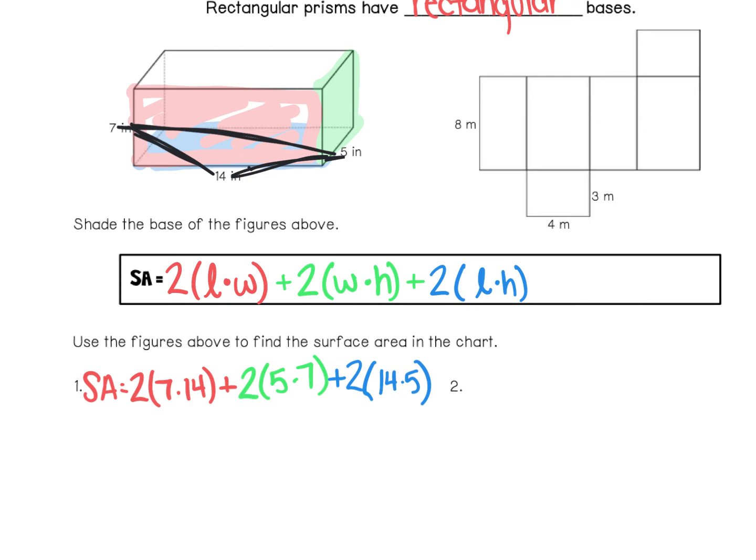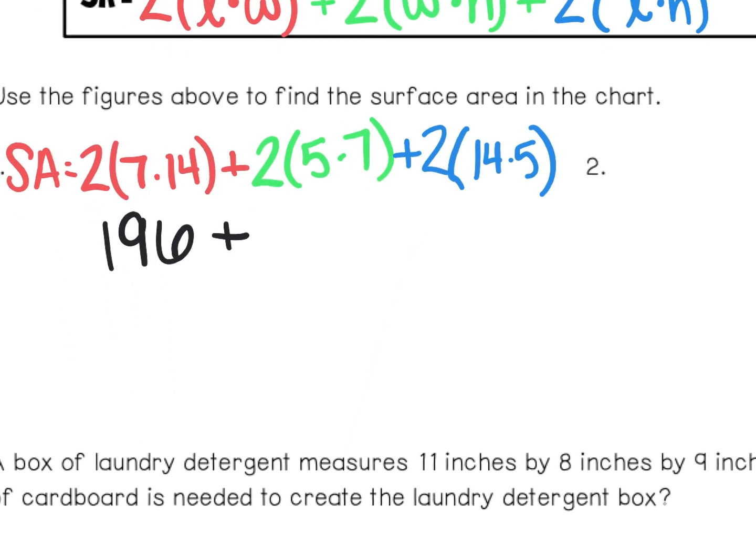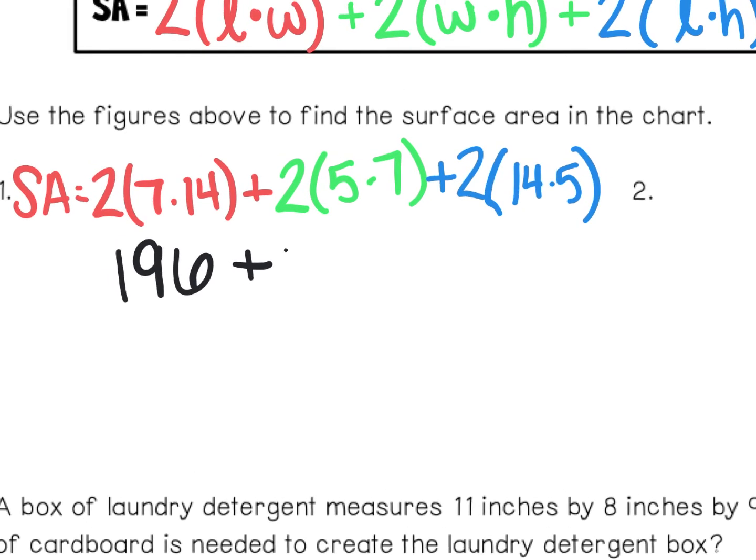Okay, so let's do the math here. 2 times 7 times 14. 7 times 14 is 98. 98 times 2 then is 196. Okay, so then plus 2 times 5 times 7. So 5 times 7 is 35. Times 2 is 70. So 70 altogether. Plus 14 times 5 times 2. So 70 times 2. 140. All right, 140. And then our last piece in order of operations is just to add all those together. So 196 plus 70 plus 140. 406. Perfect.